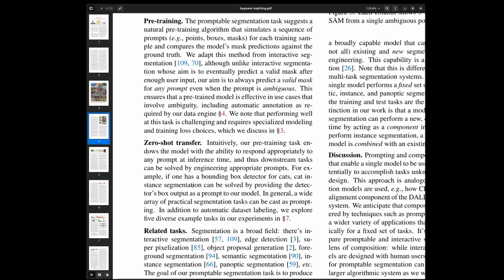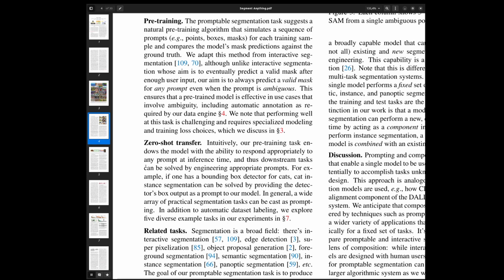Zero-shot transfer. Intuitively, our pre-training task endows the model with the ability to respond appropriately to any prompt at inference time, and thus downstream tasks can be solved by engineering appropriate prompts. Oh my god, why do they have to pick such weird words?